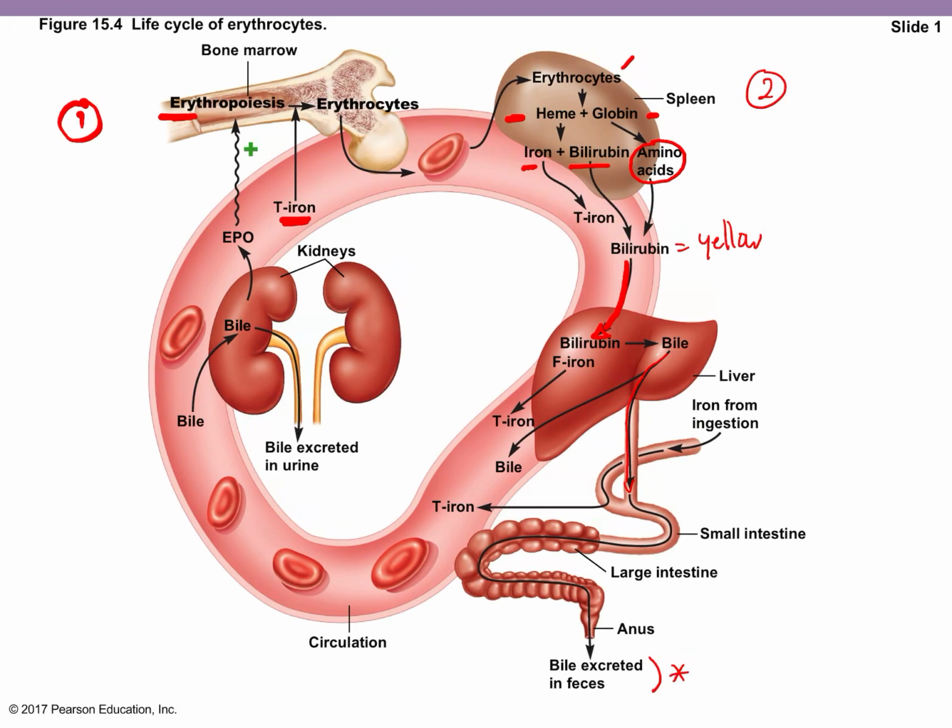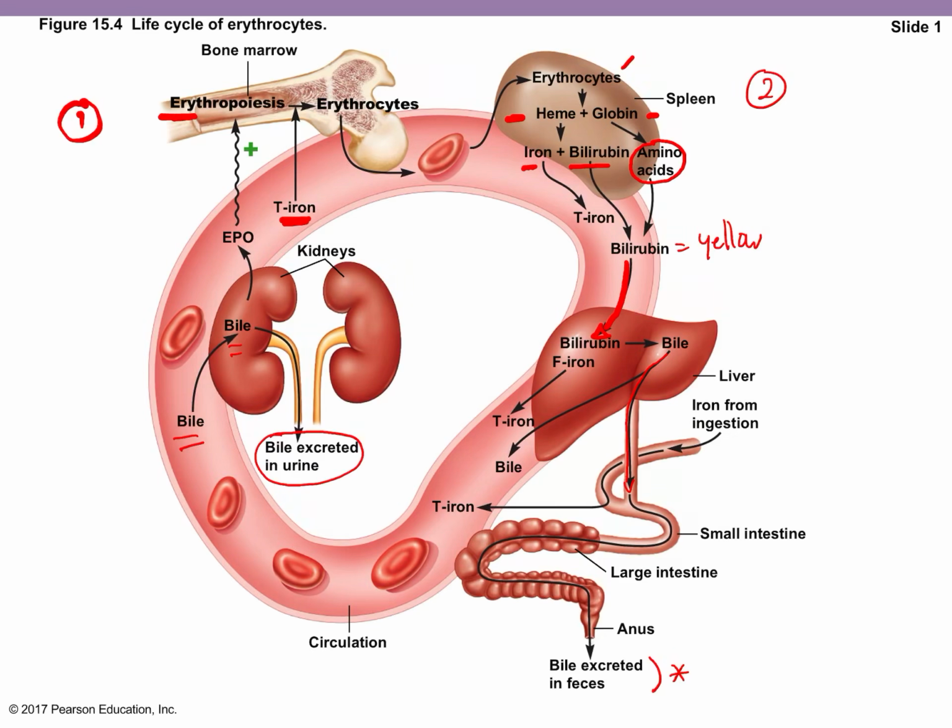So that's the fate of your bilirubin, is that it can get stored in bile, and then it comes out and it's excreted in your feces, but also in your urine. So I don't see a picture for that. Oh yeah, here it is. So bile can come into your kidneys, and it can be excreted in your urine.